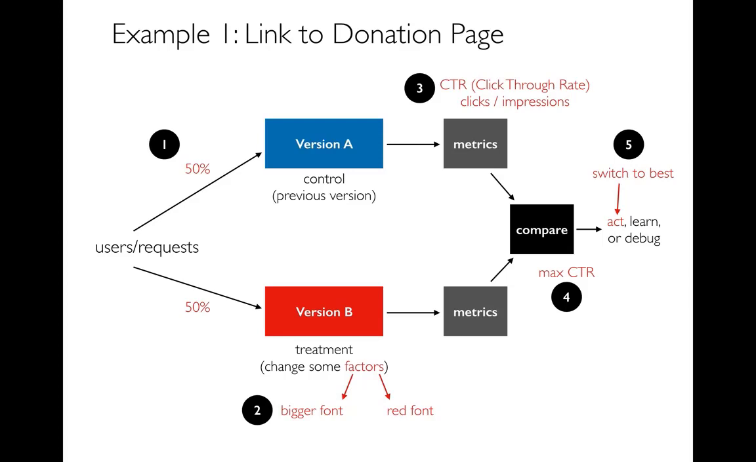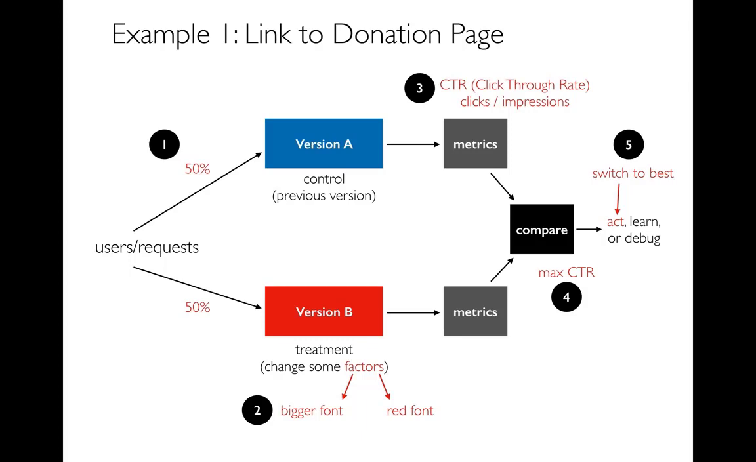So for the donation page that you did for Project 3, let's just make this concrete. As the requests were coming in, you split 50% of them between version A and version B for the first 10 requests. And in version B, you had some factors. Maybe you had a different font, image, any number of things. And then we collected some metrics.